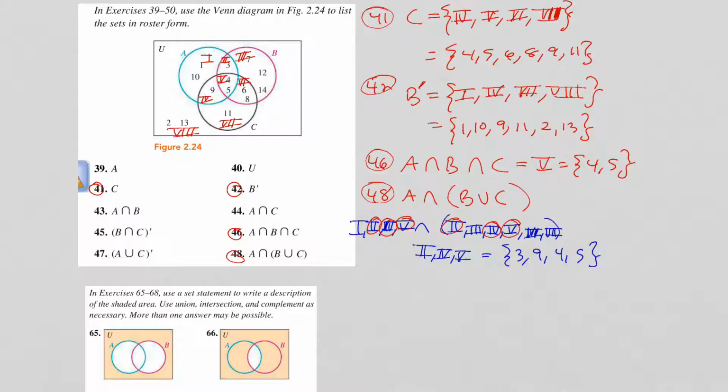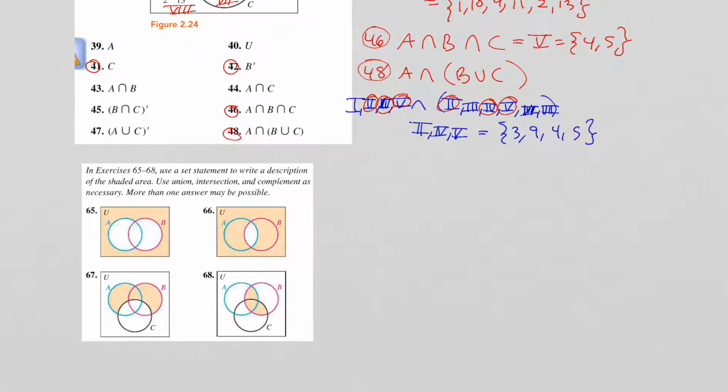Okay, again, I didn't do this in numerical order, just by the regions that I am looking at first. Okay, so when you do your MyMathLab, they might be in numerical order, which is fine. Just keep track of what you're doing.